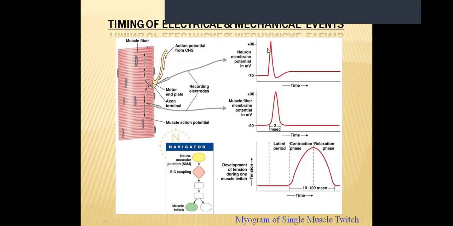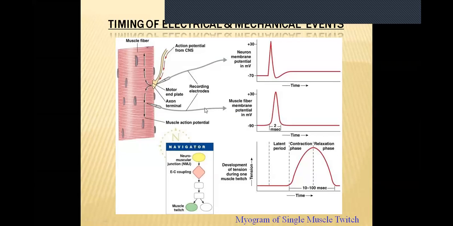When this change is taking place, automatically in the T tubule or in the sarcolemma of the muscle fiber also, this potential difference will take place. This is the second electrical event that will take place in the muscle fiber. But there will be some time gap between these two electrical events. First, the electrical event in the neuron end plate will take place, and after 1 millisecond, the second electrical event will take place in the membrane of the muscle.